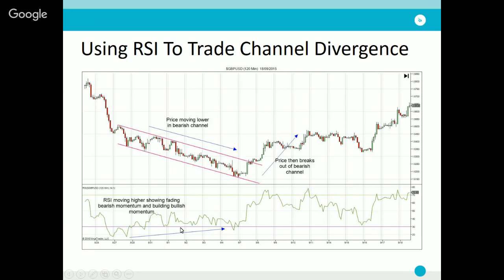divergence in price. So again, exactly in the same way that we saw with RSI signaling divergence at key structural levels, we're getting exactly the same picture here. We're just looking at the market with a little bit more technical analysis. So we're moving lower in this clear channel, and we've got the RSI indicator moving to the upside, alerting us to the fact that bearish momentum is waning and we could be about to take off to the upside.